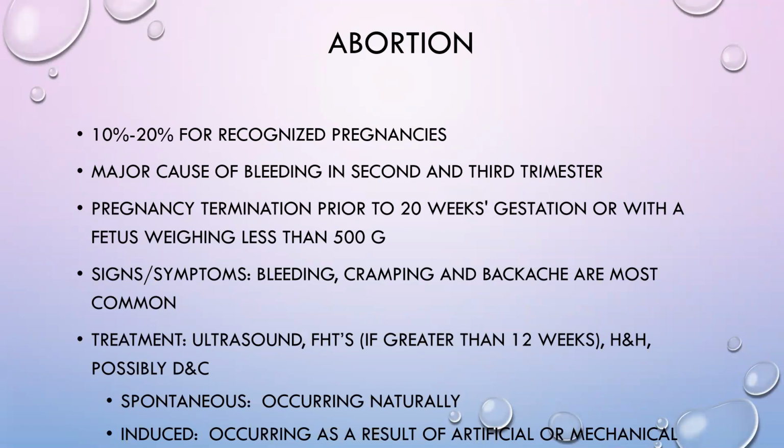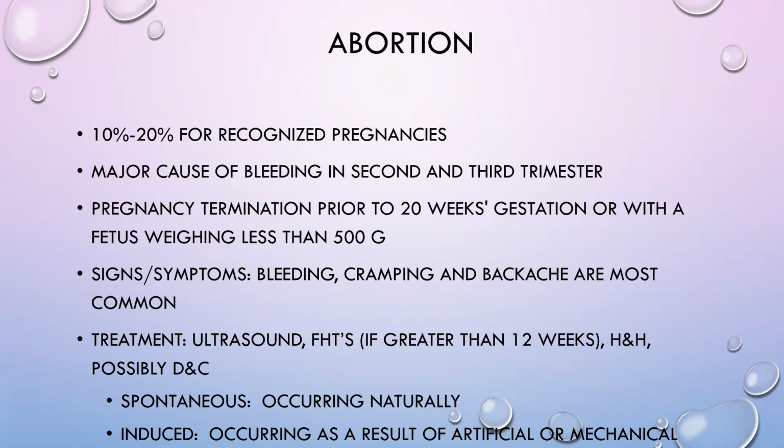Chapter 15, Pregnancy at Risk, Gestational Onset. The termination of a pregnancy before 20 weeks gestation or the loss of a fetus weighing less than 500 grams is considered an abortion. Abortions may be both spontaneous and induced or therapeutic.